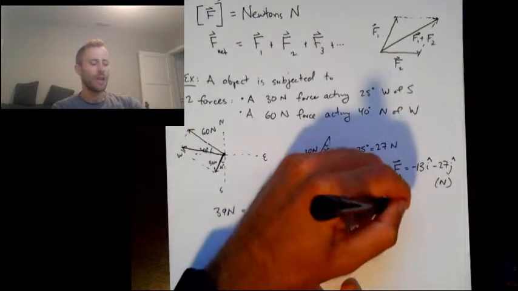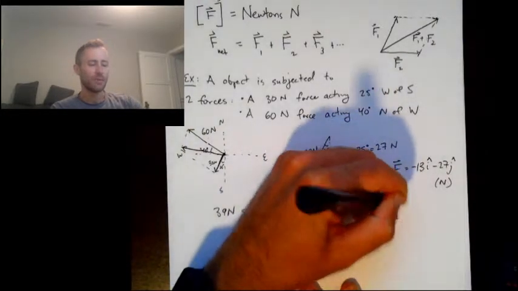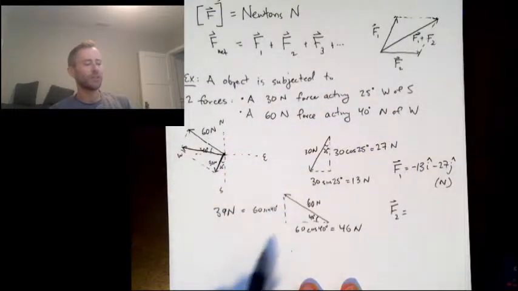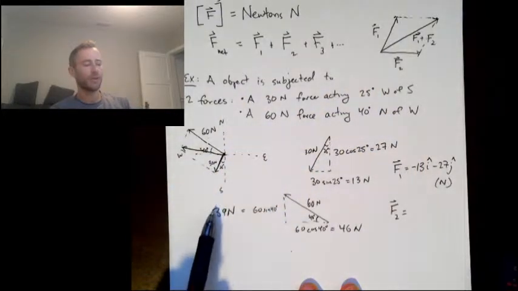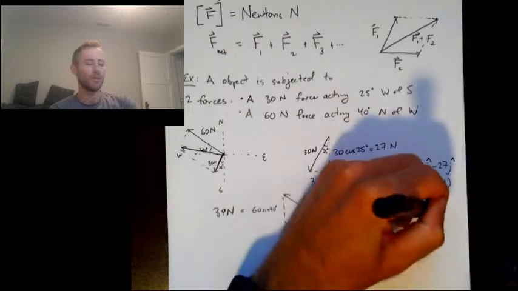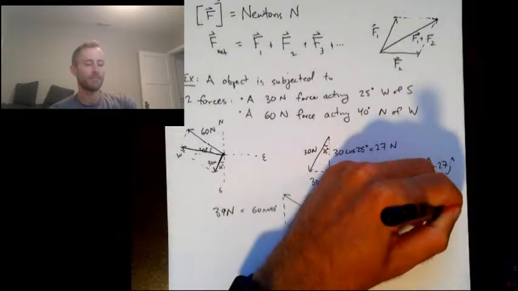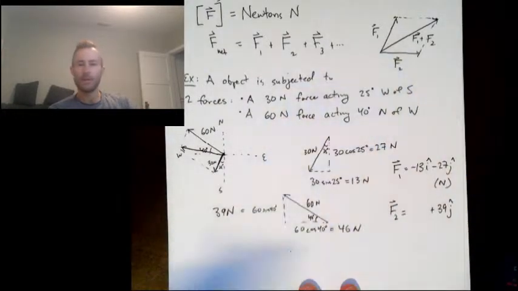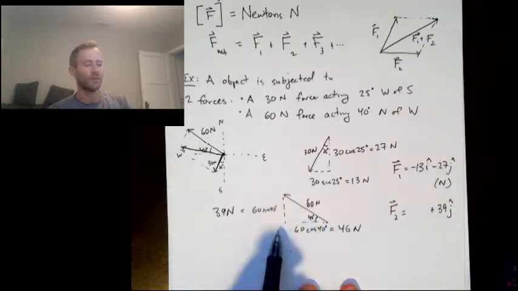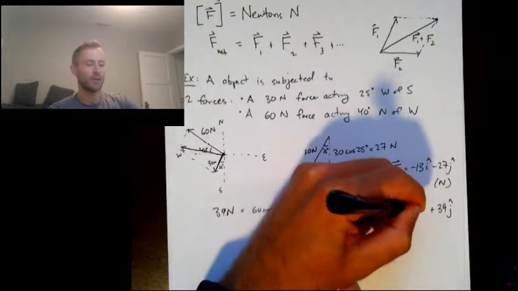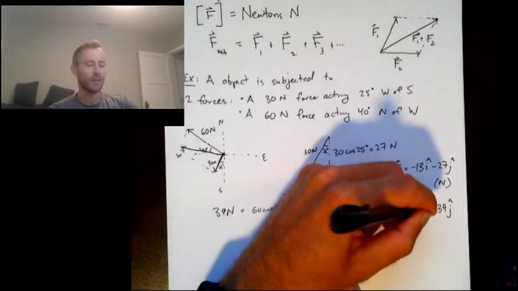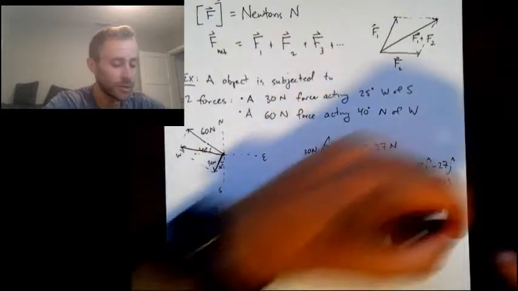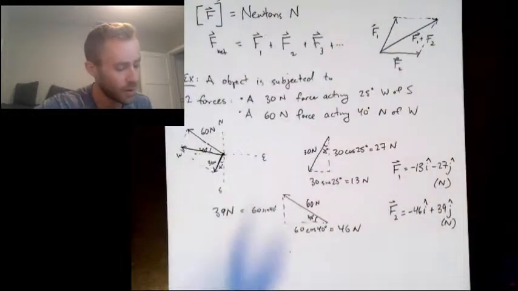So if I want to write F2 in vector form, I can see that it goes up 39 newtons, so that's going to be plus 39 j. And it goes to the left 46 newtons, so that's going to be minus 46 i hat, measured in newtons. Okay.